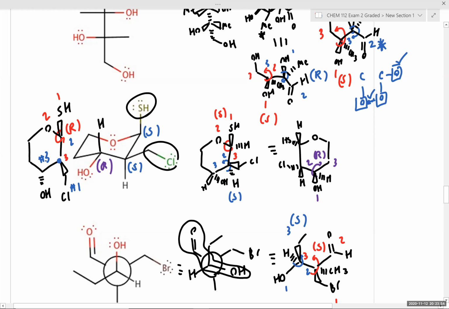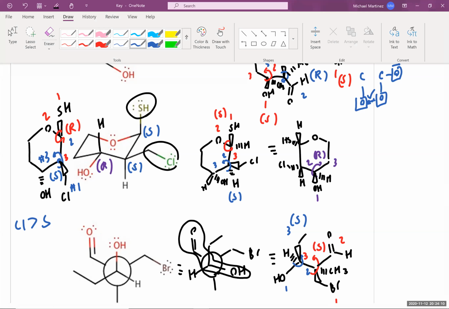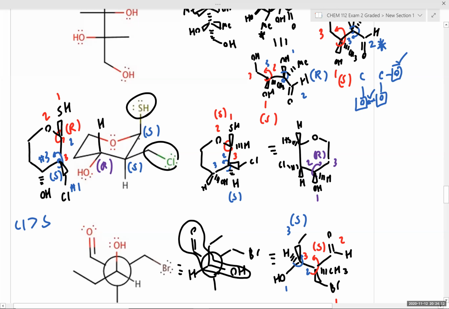Does everyone see that chloride beats out sulfur? Does everyone get that part? Okay, so tracing from highest to lowest priority, that gives us an S stereocenter. Now, if we quickly reflect and invert, we're just going to flip this molecule 180 degrees, like a pancake, almost.